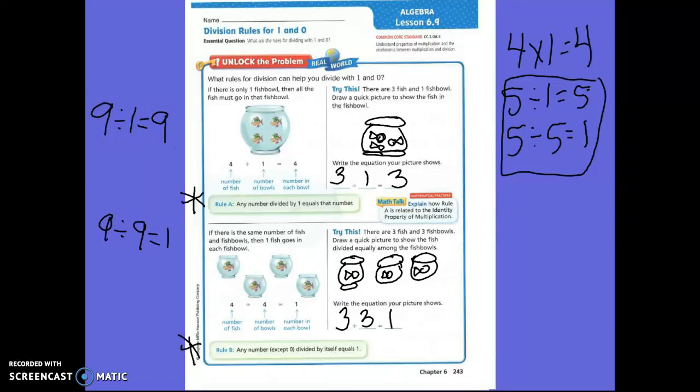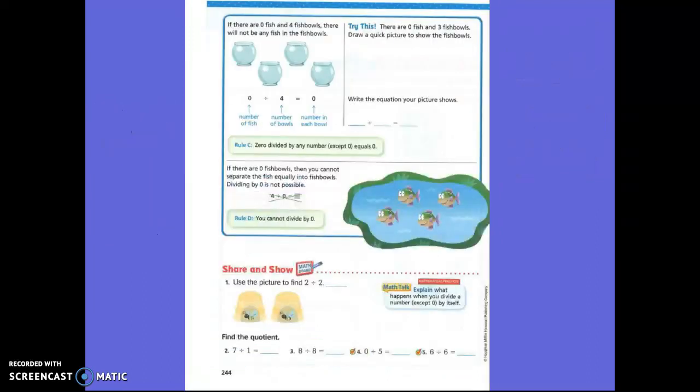Okay? Go to the next page. Those are the rules for 1. Now we're going to show you the rules for 0. Okay? Rules for 0. Read the little story on top. If there are 0 fish and 4 fish bowls, there will not be any fish in the fish bowl. Okay, so try this. There are 0 fish and 3 fish bowls. Draw a quick picture to show the fish bowl.